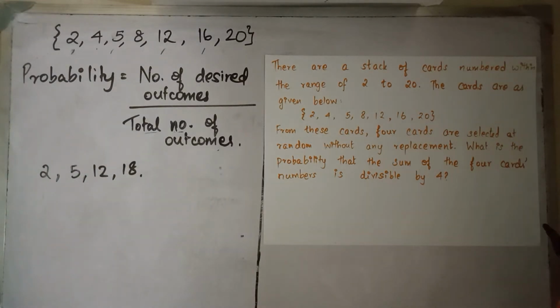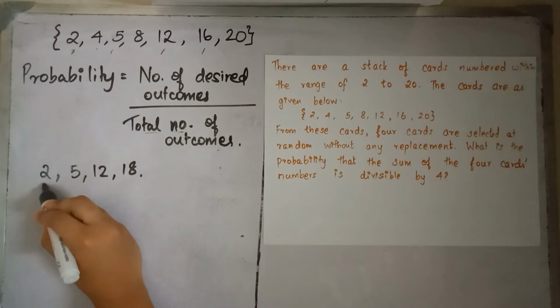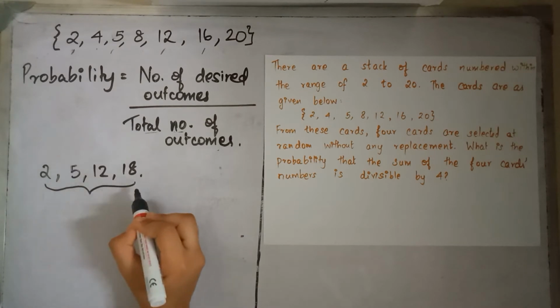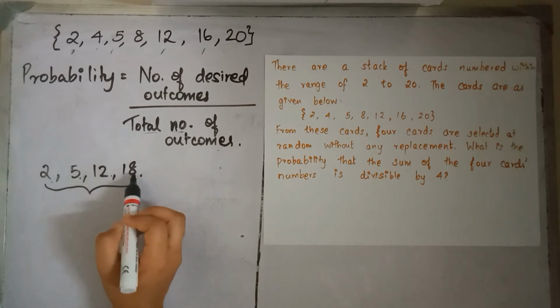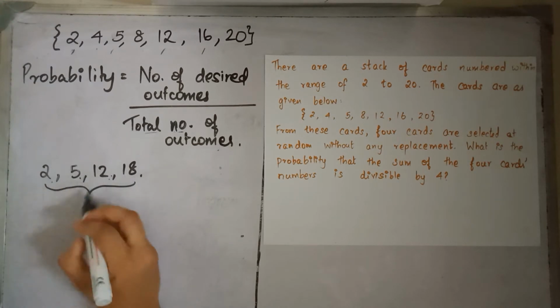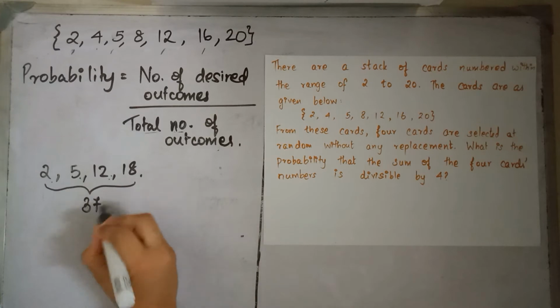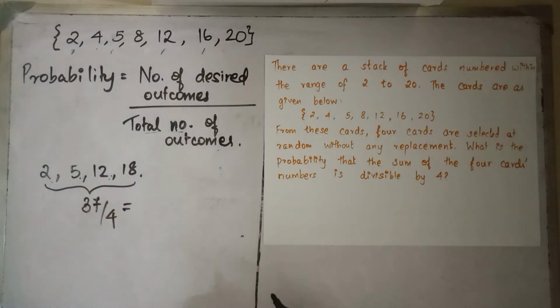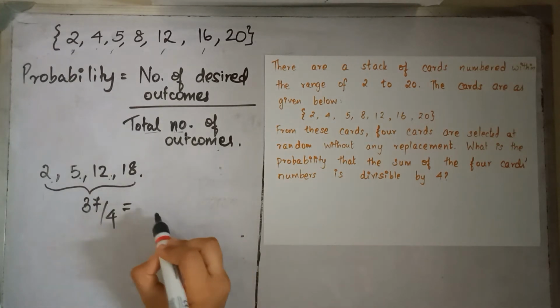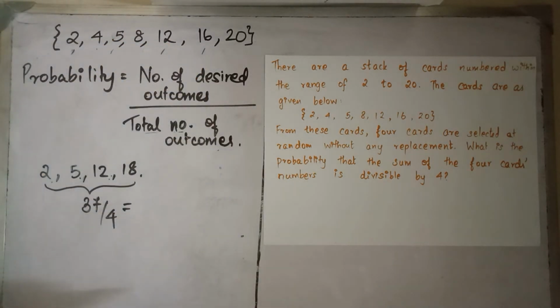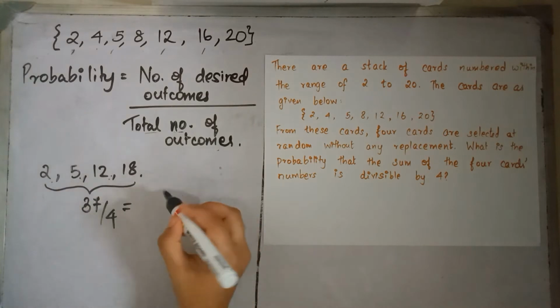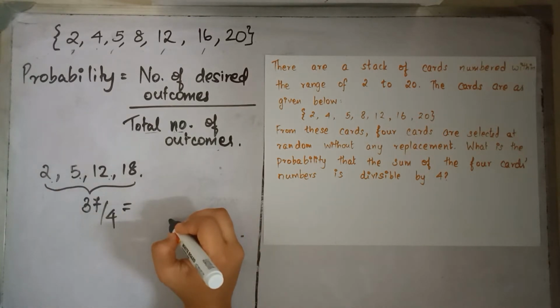They want you to find out the probability that the sum of these 4 card numbers is divisible by 4. So you have to find out the probability that this sum is 30, 35, 37. It's not divisible by 4. So you have to find out the probability that if I choose any 4 of these at random without any replacement, it will be divisible by 4.